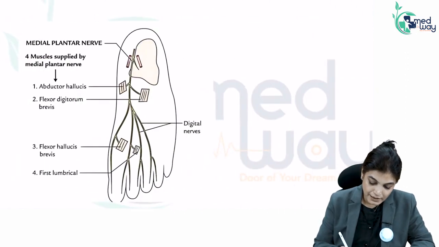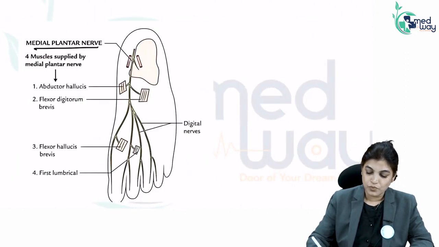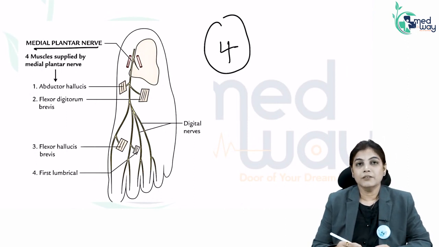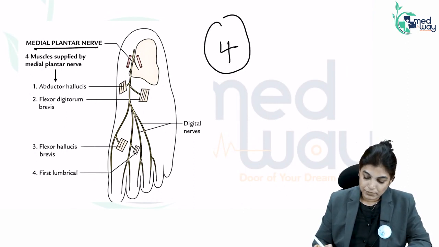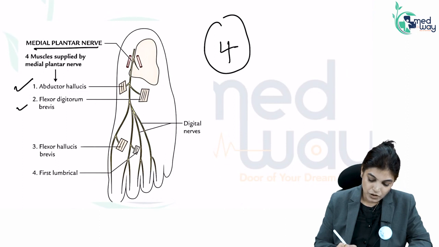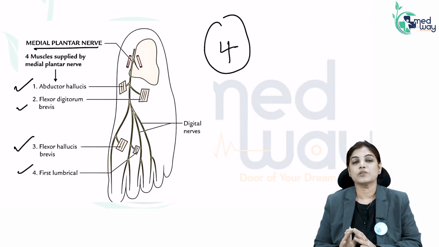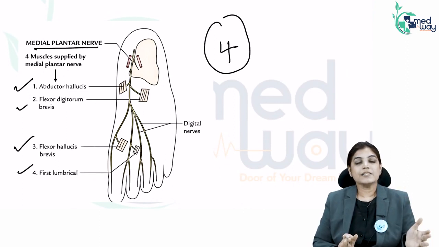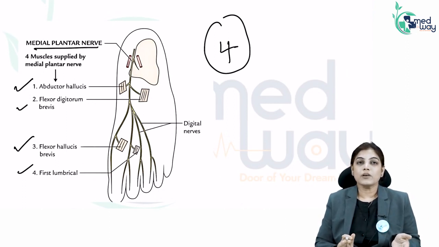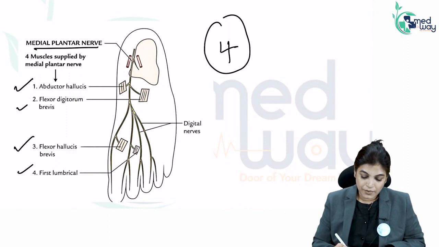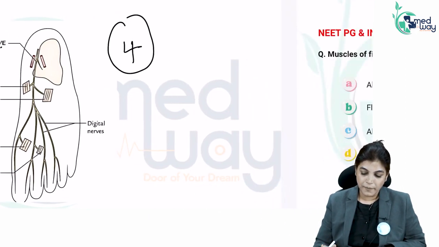If I talk about the medial plantar nerve, just 4 muscles are innervated by it, and those are abductor hallucis, flexor digitorum brevis, flexor hallucis brevis and the first lumbrical muscle. So obviously, for the medial side innervation, which are the medial side sole muscles? Abductor hallucis, flexor digitorum brevis, flexor hallucis brevis and also the first lumbrical muscle.